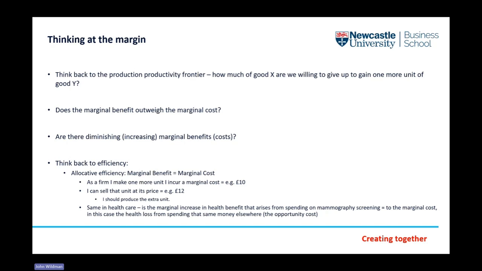If you think about it just from a firm's perspective, you've got a profit maximizing firm, that's their objective function. If to make one more unit will cost you £10, but you can sell that unit at its price of £12, you make that unit. And you keep producing units until the cost of making a unit is £12, at which point you stop. So that is the point of allocative efficiency. Marginal benefit equals marginal cost. And that is the same across all sectors.